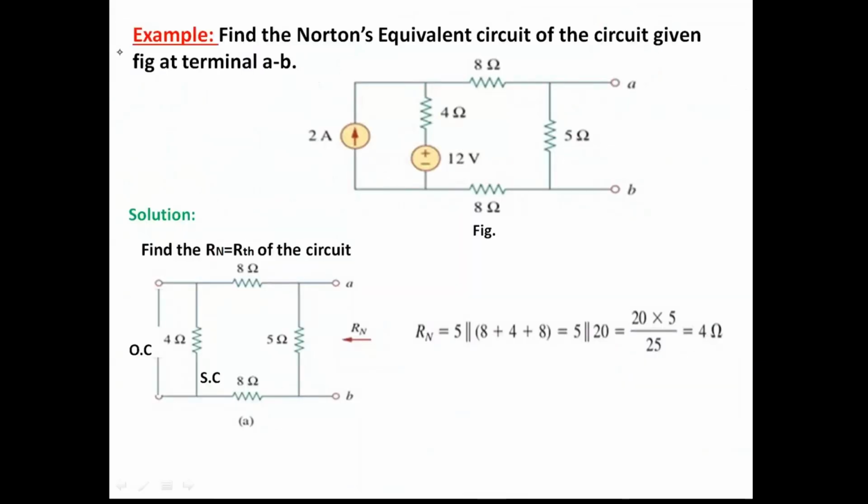Next, Norton's theorem, so take a look at this example. Find the Norton's equivalent of the circuit given below between the terminals A and B. Now, in this circuit also there are two independent sources. One is a voltage source of 12 volts, and another one is a current source of 2 amperes. So now our aim is to first find the Norton's equivalent.